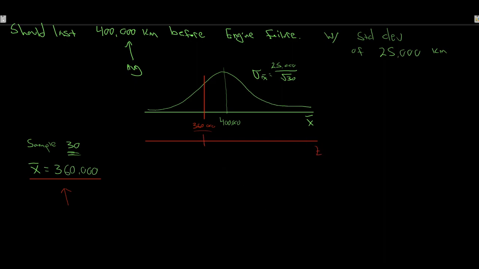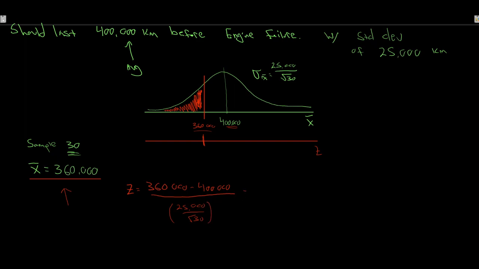And what we're going to be looking for is the z value for that 360. We want to know what the chances are of witnessing this value or more extreme. That tells us the likelihood of witnessing the sample we had witnessed under the assumption that the population parameter is true. So let's go and work that out. We have z equals 360,000 minus 400,000 all over my standard error of 25,000 over root 30.